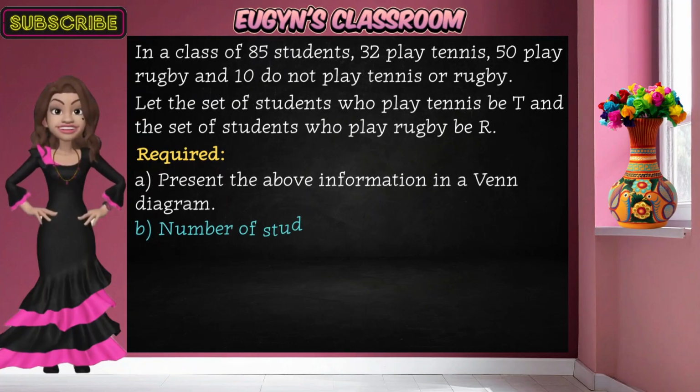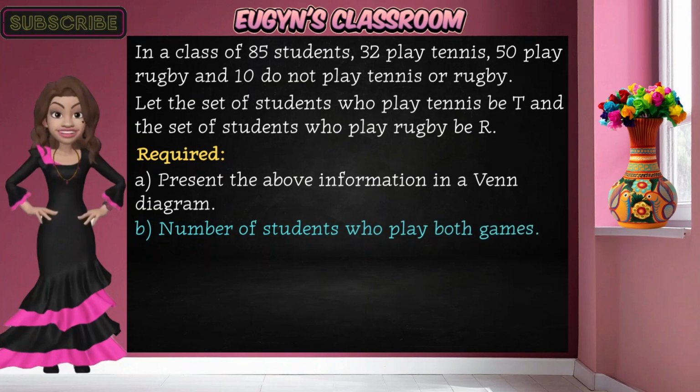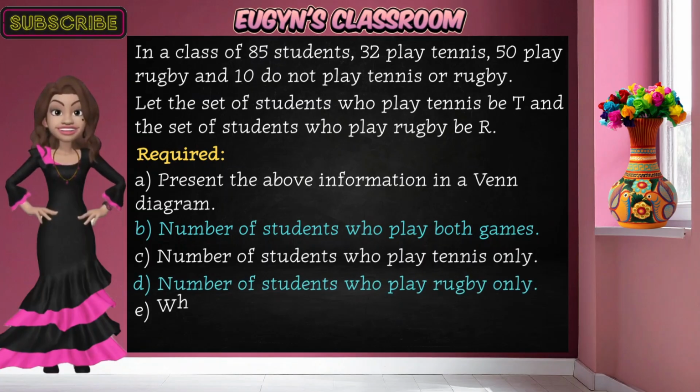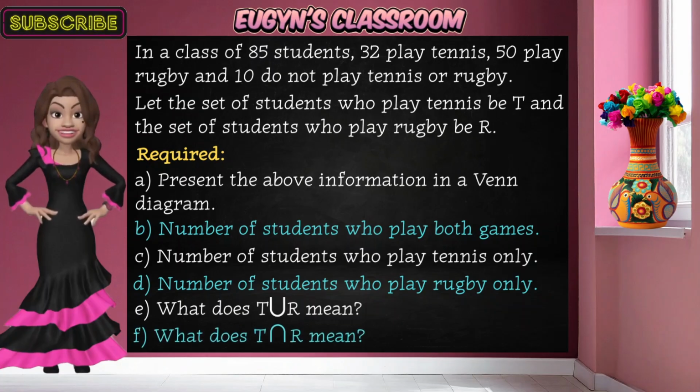B. Number of students who play both games. C. Number of students who play tennis only. D. Number of students who play rugby only. E. What does T union R mean? And F. What does T intersection R mean?